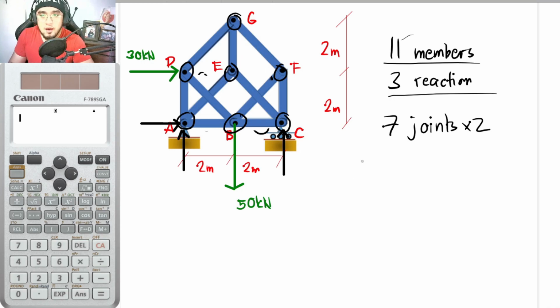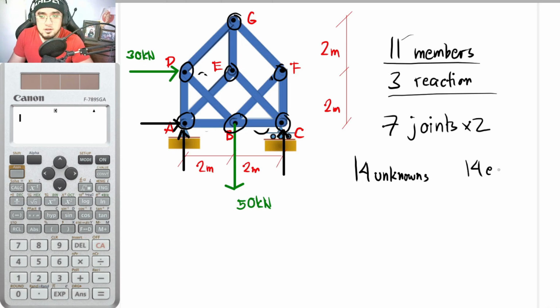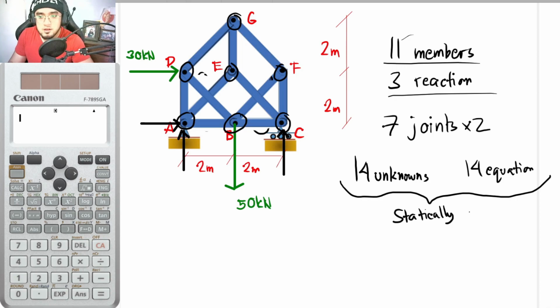So for that, we have 14 unknowns. And then we have 7 times 2 equations, that is 14 equations. So with this being equal, our truss is statically determinate.